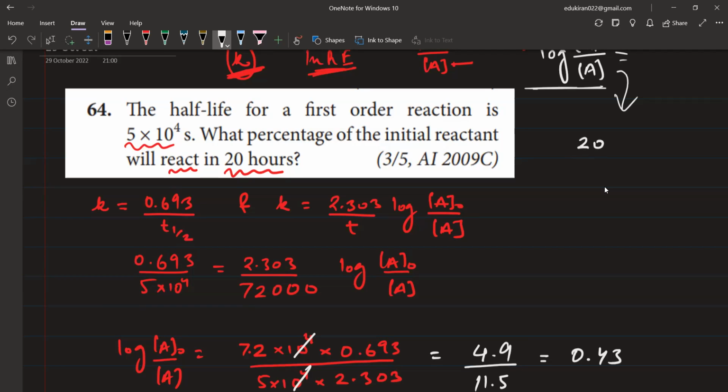20 hours will have 60 minutes. 60 minutes will have 60 seconds, right?